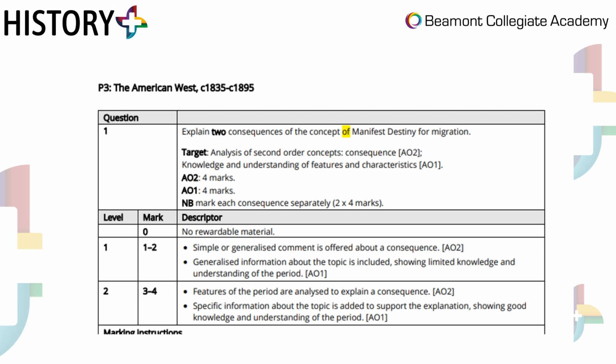Features of the period are analysed to explain a consequence, and that's what you're going to get 4 marks across both paragraphs for. And for our AO1, specific information about the topic is added to support the explanation. So it's not vague, it is very subject specific knowledge. In this case, it's going to be about manifest destiny and the results of that, the consequences.